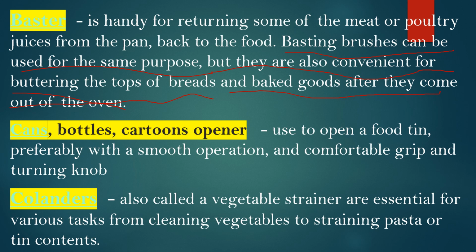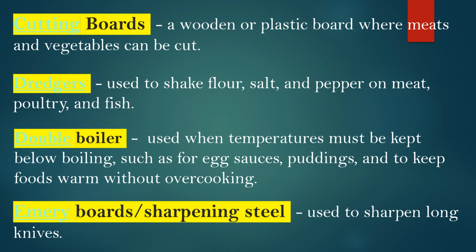So alam naman natin yung ating colander, ito rin yung tinatawag nating strainer. So it is also called a vegetable strainer, are essential for various tasks, from cleaning vegetable to straining pasta or tin contents. Okay, next naman natin is yung ating cutting boards. Okay, so cutting boards, a wooden or plastic board where meats and vegetables can be cut.